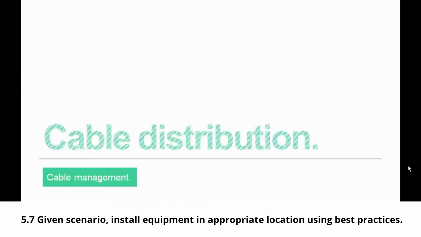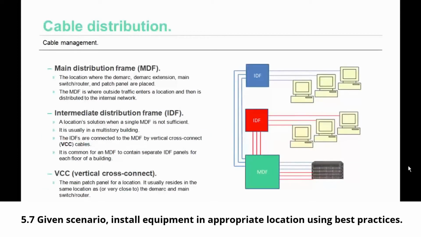Now I'm going to begin by talking about cable distribution. And the first item under cable distribution is the main distribution frame, or MDF. This is the location where the demarc extension, main switch or router, and patch panel are placed. The MDF is where outside traffic enters a location and is then distributed to the internal network.